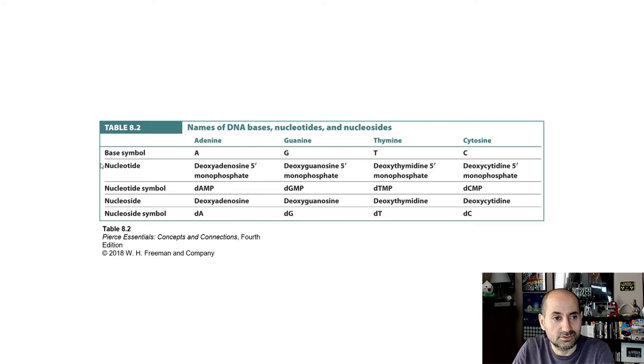So then we're going on to table 8.2, which is simply showing you a little bit more detail about the nitrogenous bases, adenine, guanine, thymine, cytosine. So when you're talking about the nucleotides, adenine is abbreviated A, guanine is G, thymine is T, cytosine is C. And then you can also abbreviate it with the nucleotide symbol, dAMP, for deoxyadenosine monophosphate, deoxyguanosine monophosphate, deoxythymidine monophosphate, deoxycytidine monophosphate.